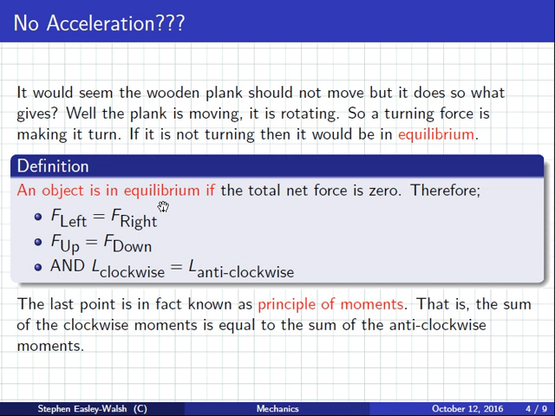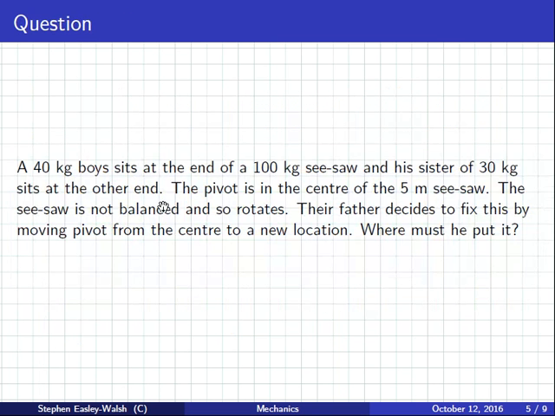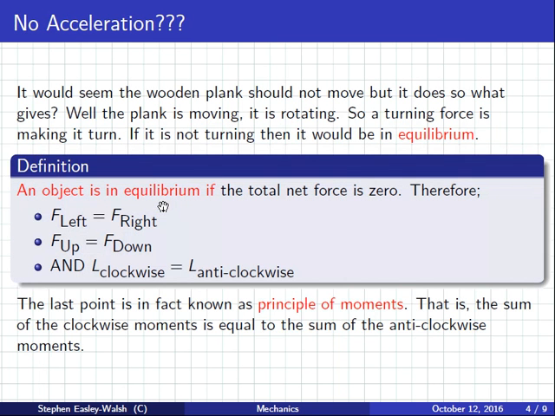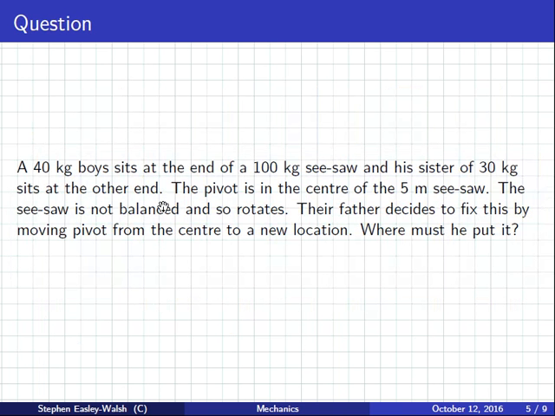So, that is the sum of the clockwise moments is equal to the sum of the anti-clockwise moments. Okay, so I think it'd be good now to have a look at an example of this new formula. A 40 kilogram boy sits at the end of a 100 kilogram seesaw, and his sister of 30 kilograms sits at the other end. Okay, so let's draw this.